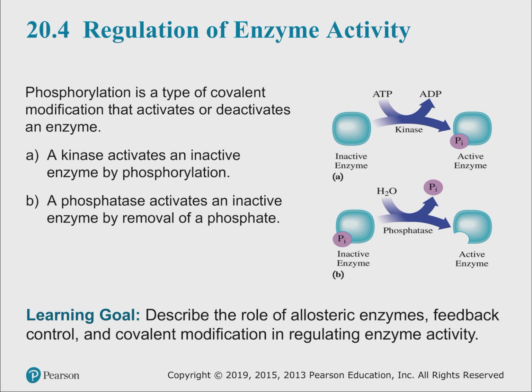All right, let's talk about how enzymes get regulated. What's shown here is the phosphorylation that we've been talking about, that kinases are able to do: transfer of a phosphate group from one molecule to another. Often in enzyme regulation, phosphorylation is used to turn on an enzyme or to turn off an enzyme. And so let's take a look at that.